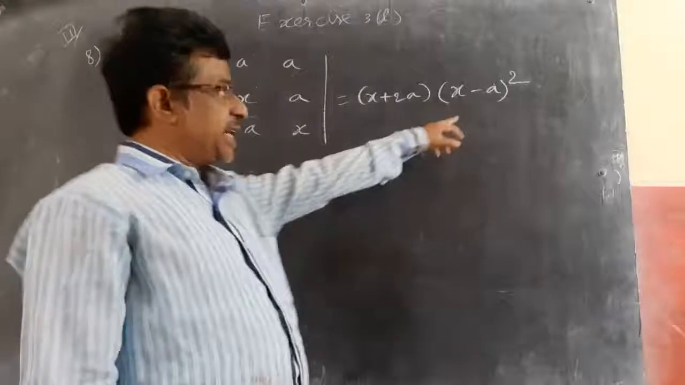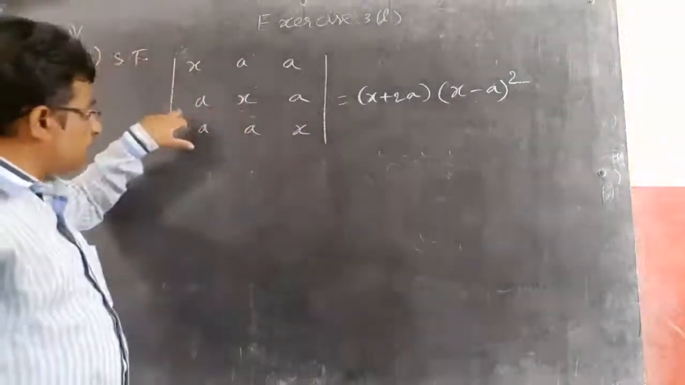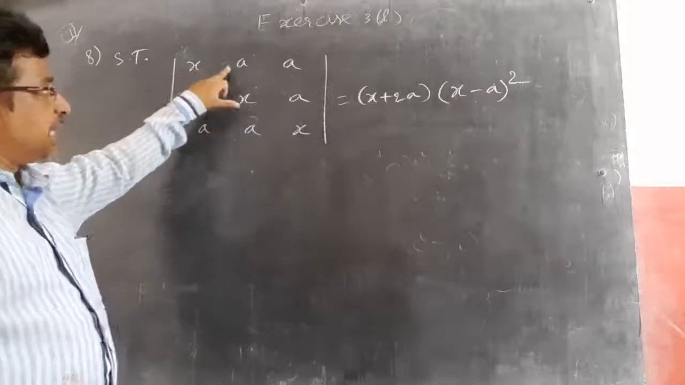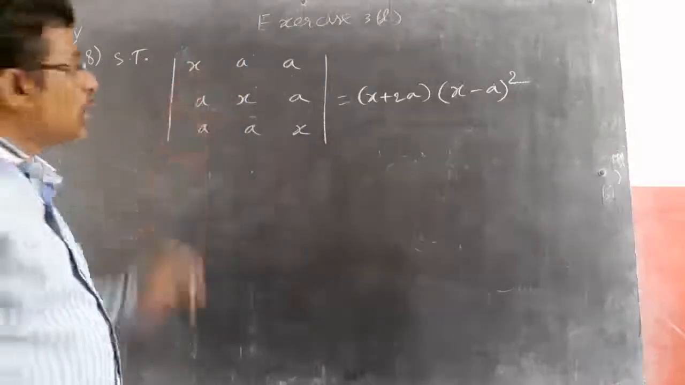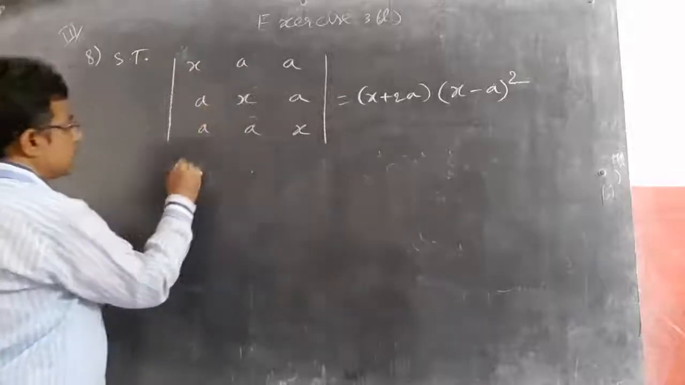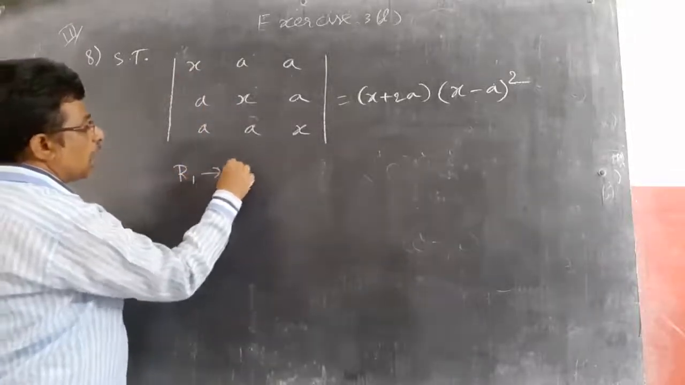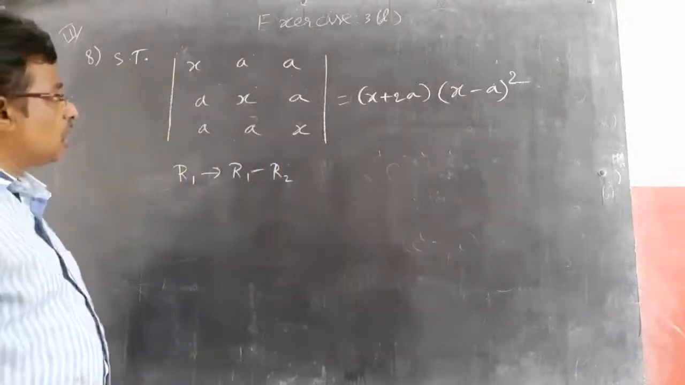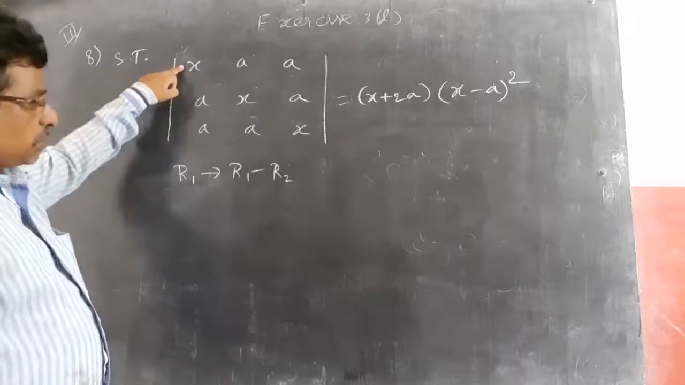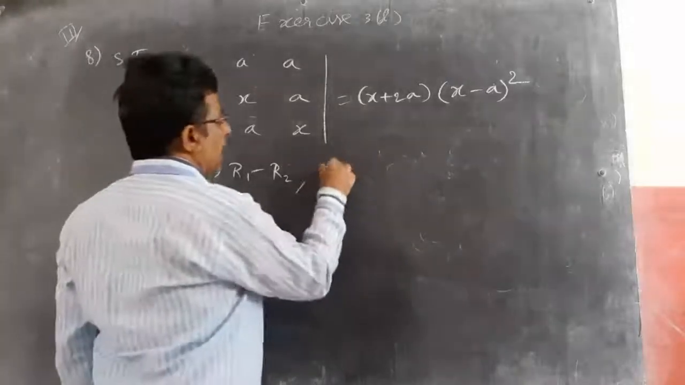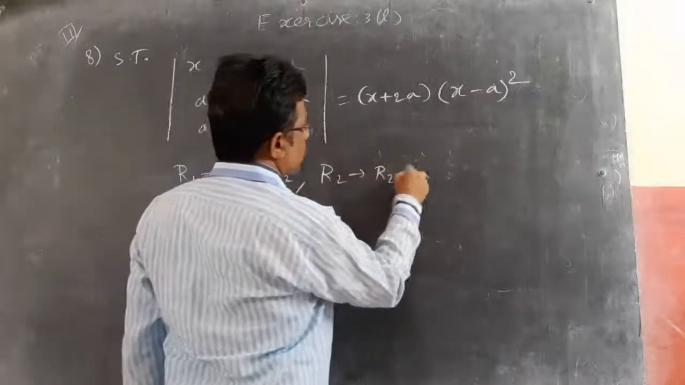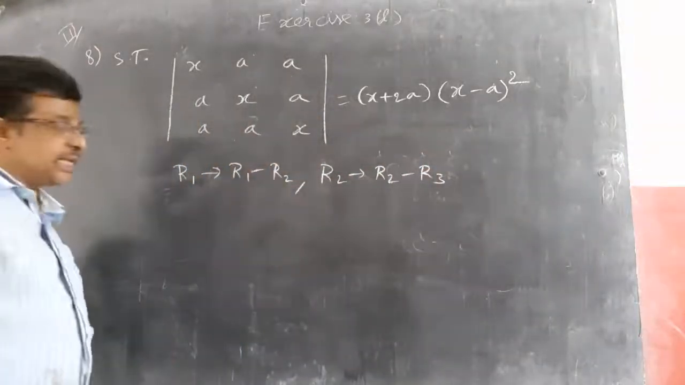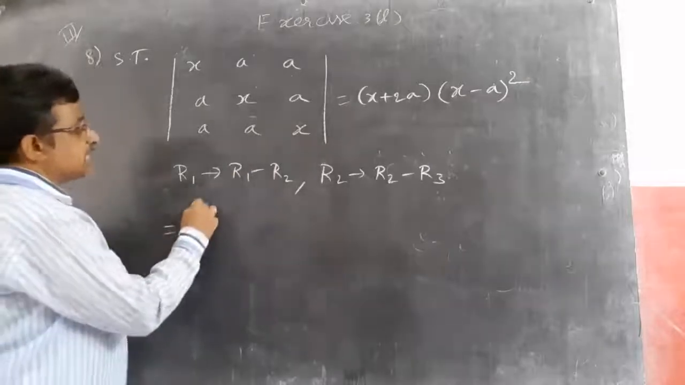If I want x minus a, so if I multiply r2 with minus 1 added to r1, what do I get? x minus a minus x. So a minus a 0. So I will do that. So r1 tends to r1 minus r2, means I am multiplying r2 with minus 1 then added to r1. Again r2 tends to r2 minus r3, means I will multiply r3 with minus 1 added to r2, so that the determinant is unaltered.